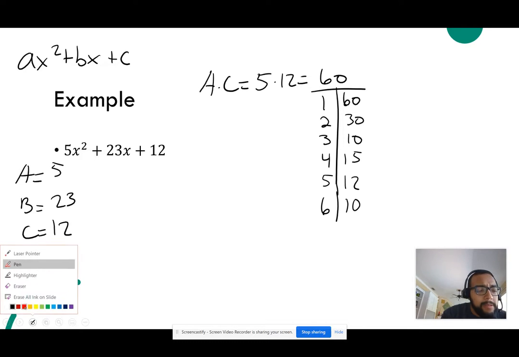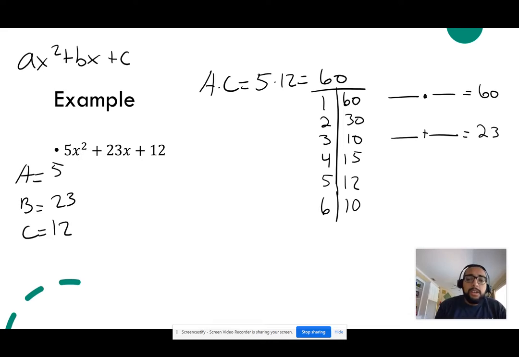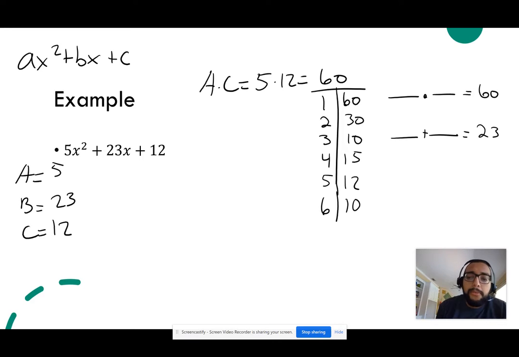What are we looking for again? We're just doing this aimlessly, aren't we? No, we're not, because we're looking for 2 numbers that when you multiply get you 60, but when you add them get you 23. So you can go ahead and check all those pairs and try to find the pair that will work for you.